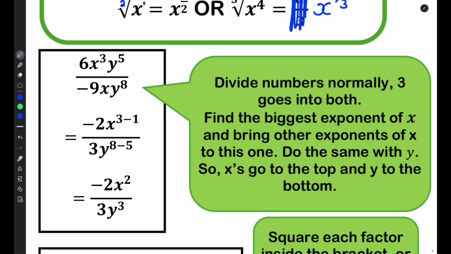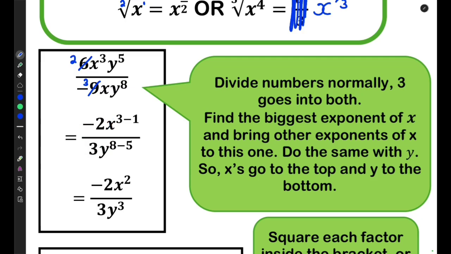If we look at this example, I am going to take the numbers first, so the 6 and the -9, and I'm just going to do primary school fractions. So what can go into 6 and 9? It would be a 3, and I can say, okay, 3 goes in there twice, 3 goes in there 3 times. That's where this 2 over 3 comes from.